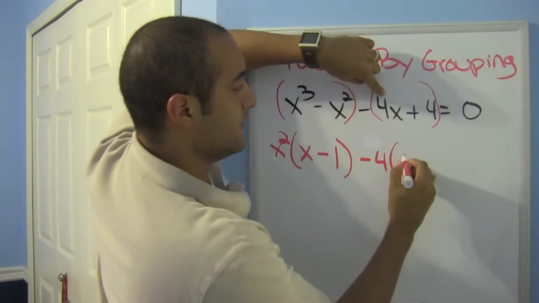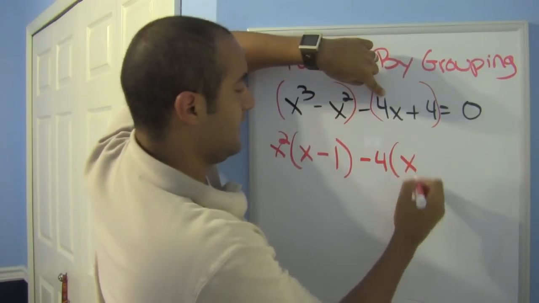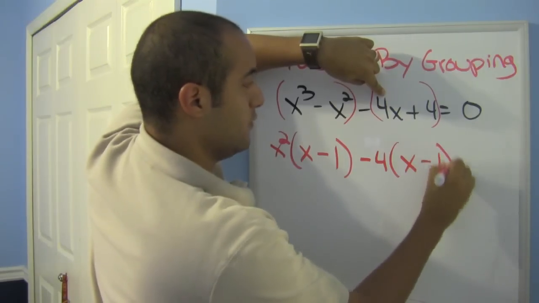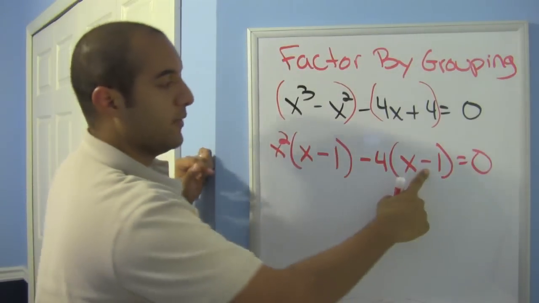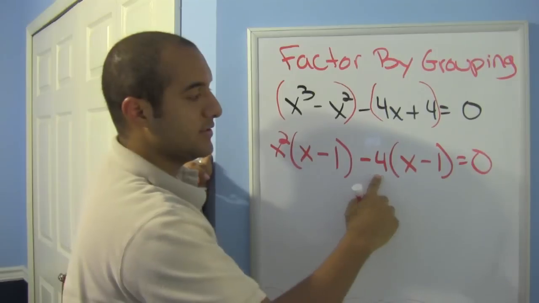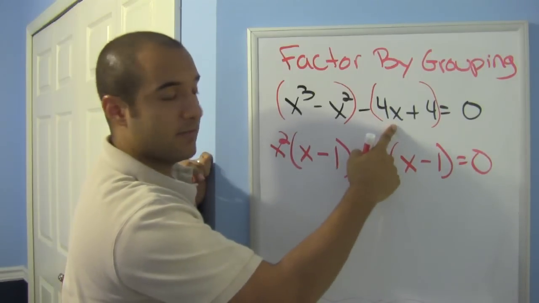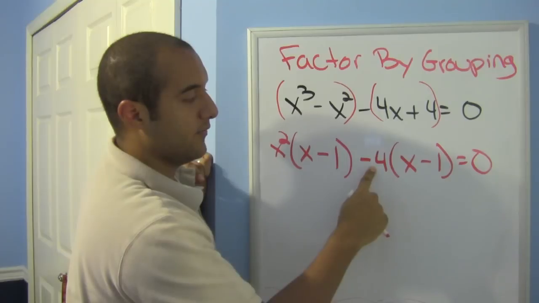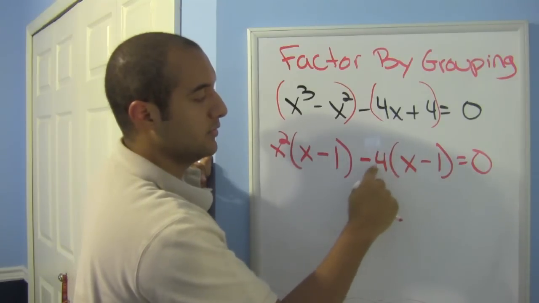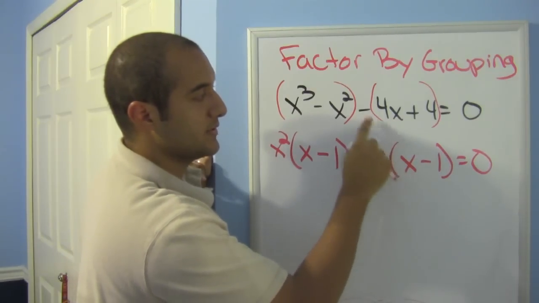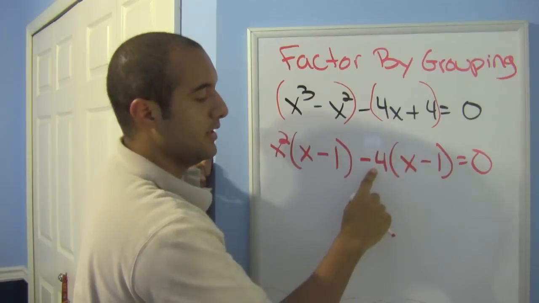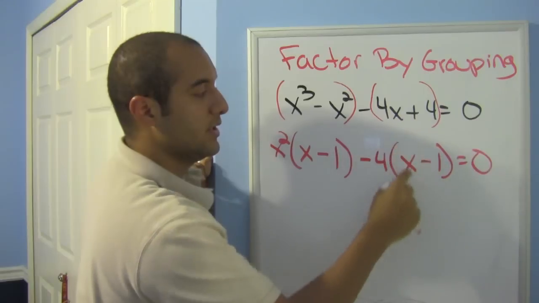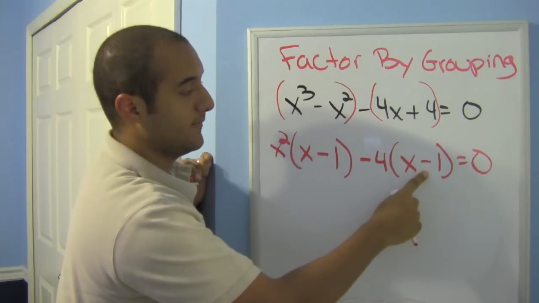This was a minus 4. So I have an x here, minus 1. Now why is that? Why did I change this sign? If I distribute this, remember I should get back what I had before. So if I distribute this negative 4, I do negative 4 times x, which is negative 4x. Negative 4 times negative 1, which is positive 4. So that's why I had to change the sign here.